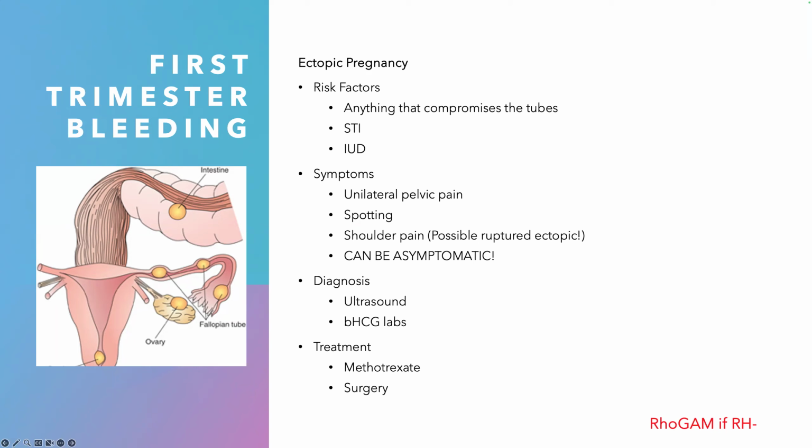So we give them warning signs and symptoms: pain, bleeding, shoulder pain. You need to come to the hospital. Labs. If they're going to get methotrexate, they have specific labs that need to be done, and the nurse is going to do that. And then if these patients are Rh negative, they are going to need RhoGAM within 72 hours.